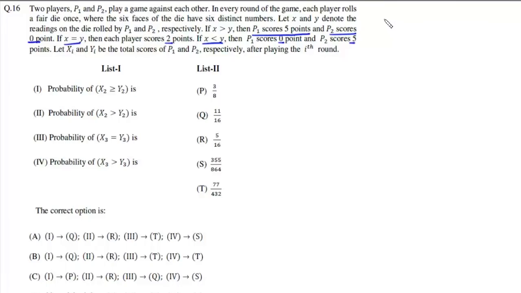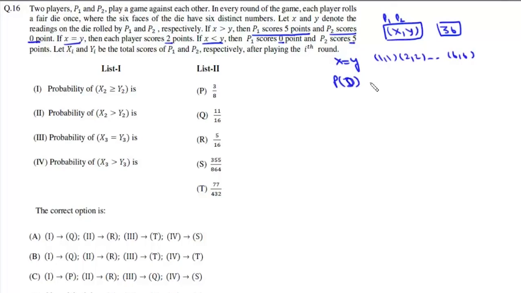Now in any round, both P1 and P2 are going to roll a die, and suppose the numbers they get are X, Y. Now total combinations possible is 36. Now out of these 36, we'll get X equals Y if we have 1, 1, 2, 2 up to 6, 6. So this is the probability that both the numbers will be the same, or we'll say this is a drawn case. In this case, it will be simply 6 by 36, which is 1 by 6.